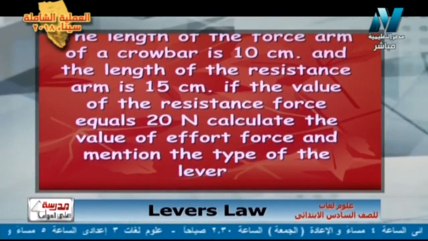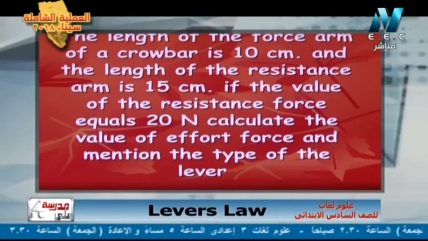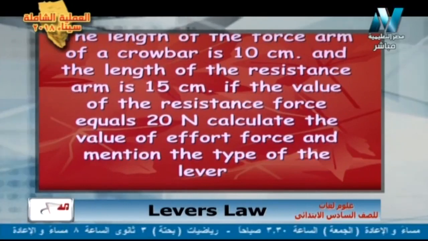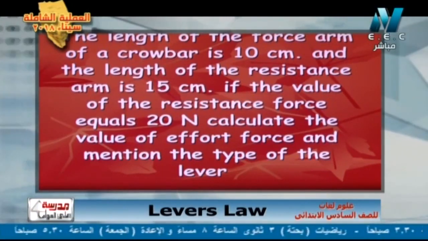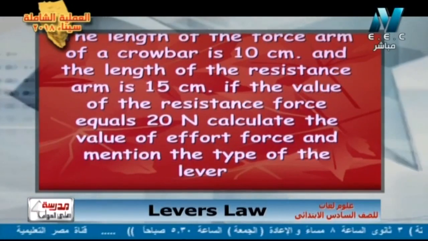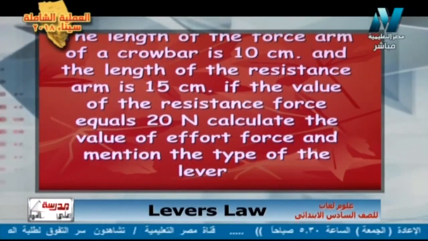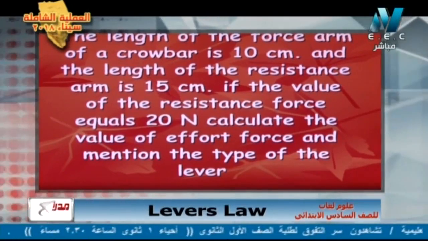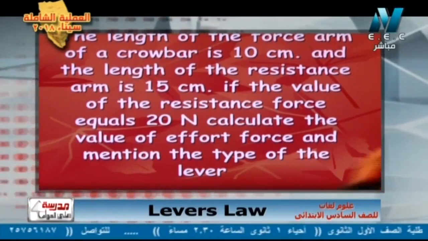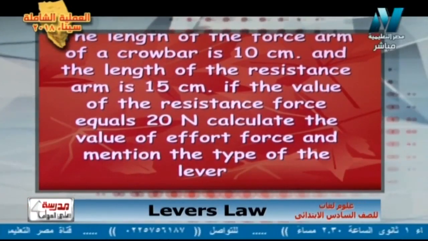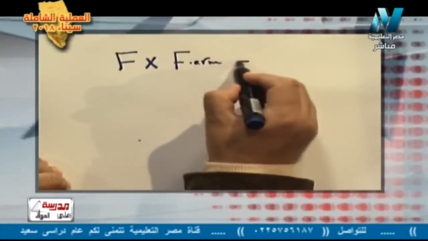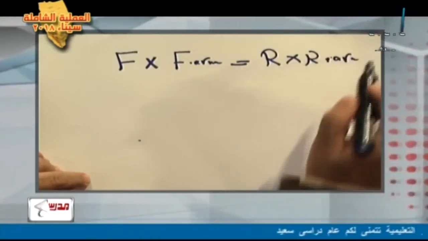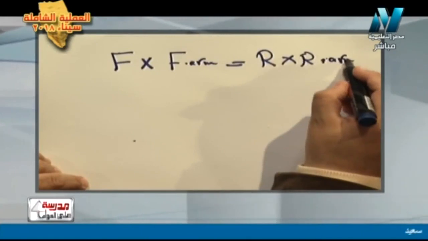Another problem of lever. The problem says the length of the force arm of a crowbar is 10 centimeter and the length of the resistance arm is 15 centimeter. The value of the resistance force equals 20 Newton. Calculate the value of the effort force and also mention the type of the lever. Here I am also required to determine the type of the lever after solving the problem. The first step, as always, is to write the lever's law: effort force by effort force arm equals resistance by resistance arm.